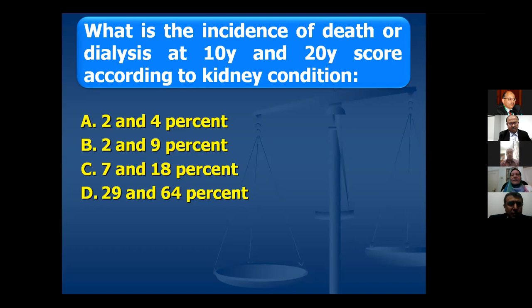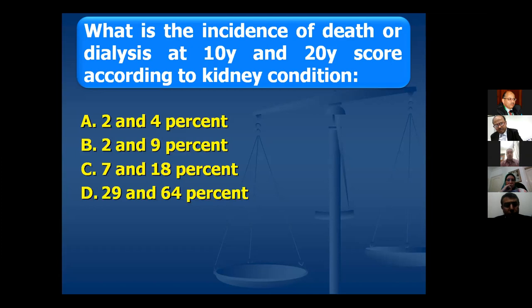B is the appropriate answer here because the score is 1. This is the right answer for score 1. While if the score was 2, C will be the right answer. That means that the risk at 10 years will be 7%, at 20 years 18%. If we have score 3, the risk will be at 10 years 29%, and at 20 years 64%.